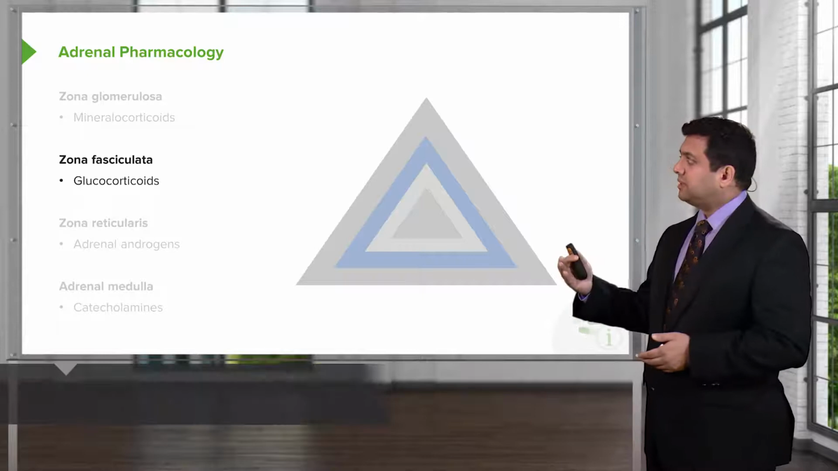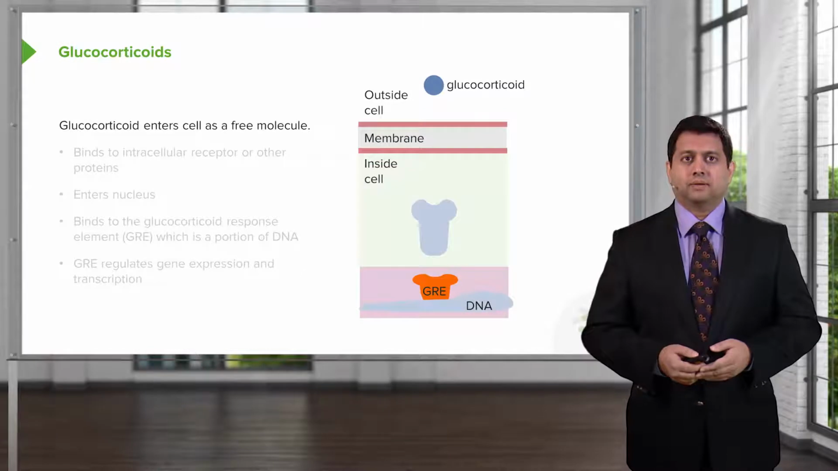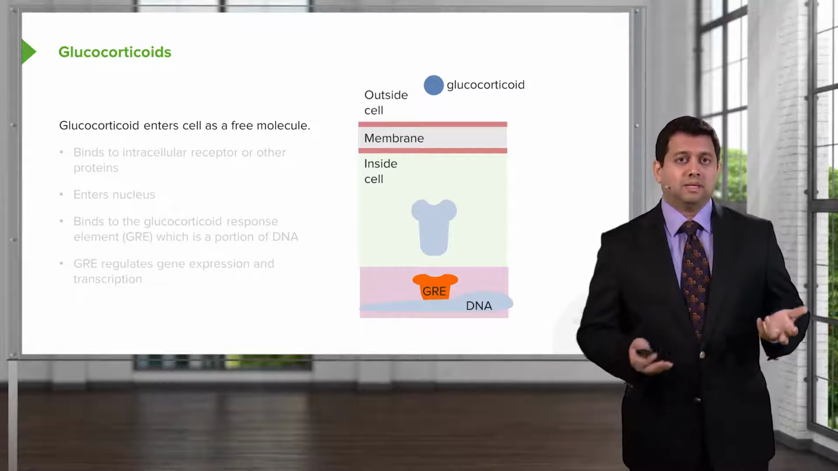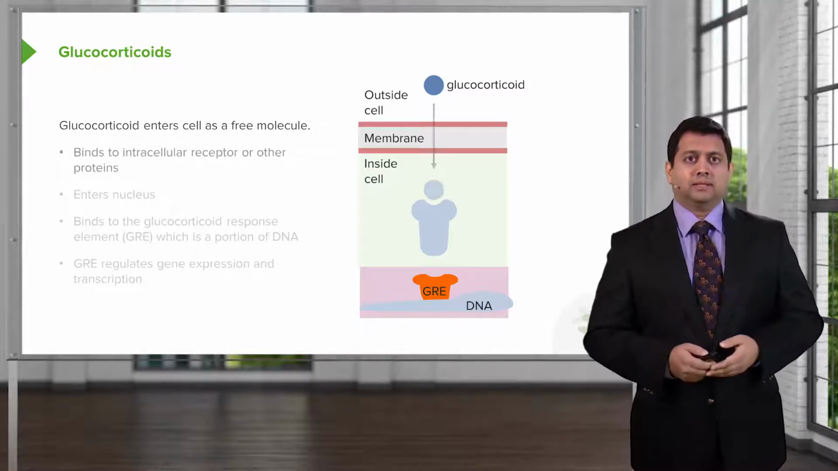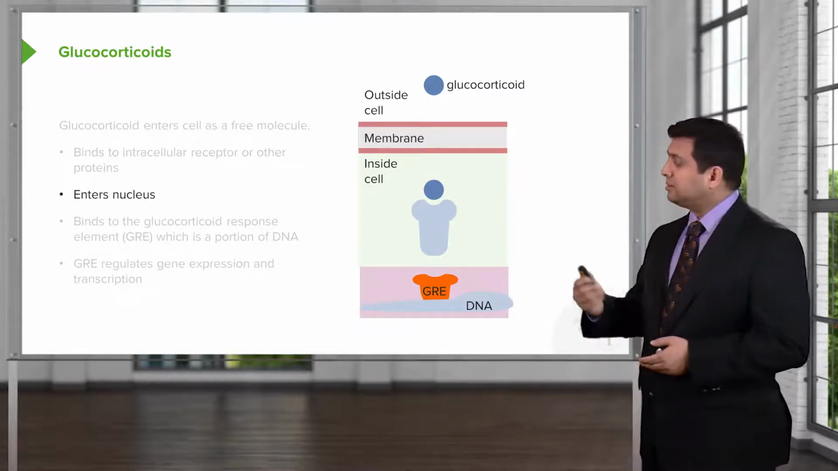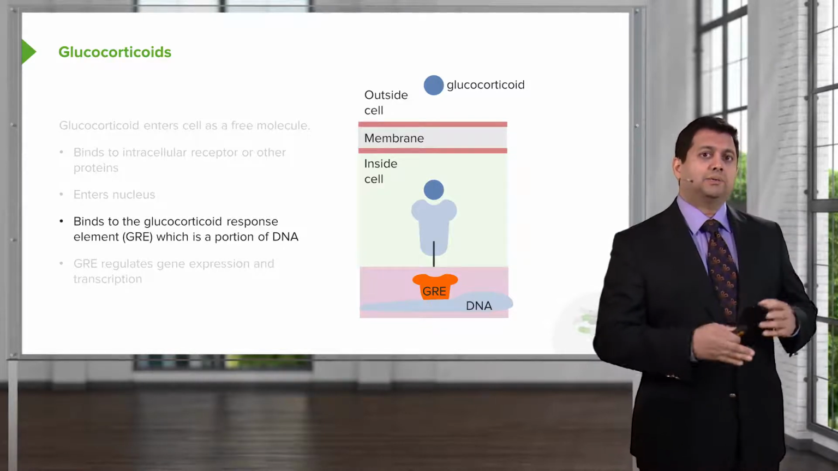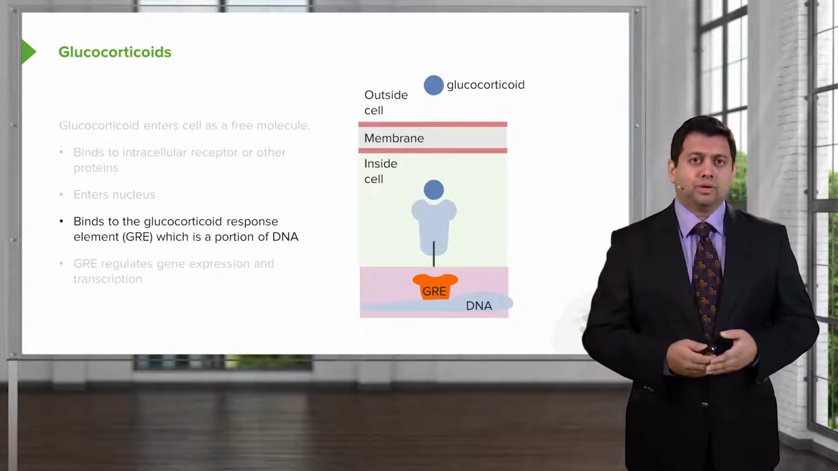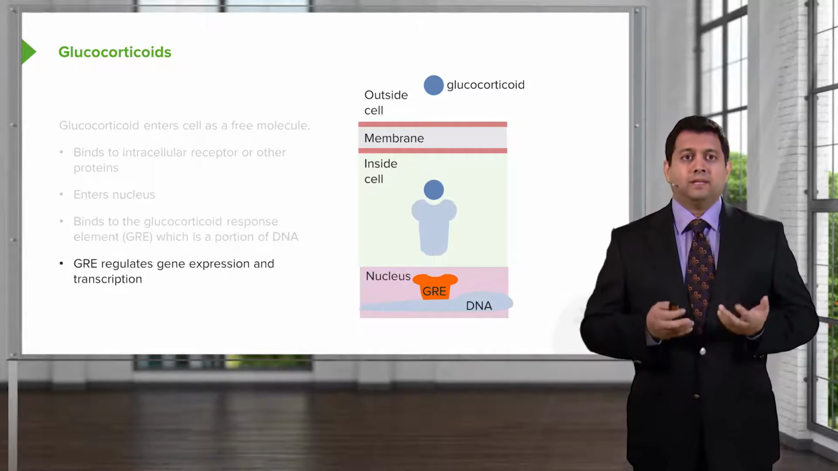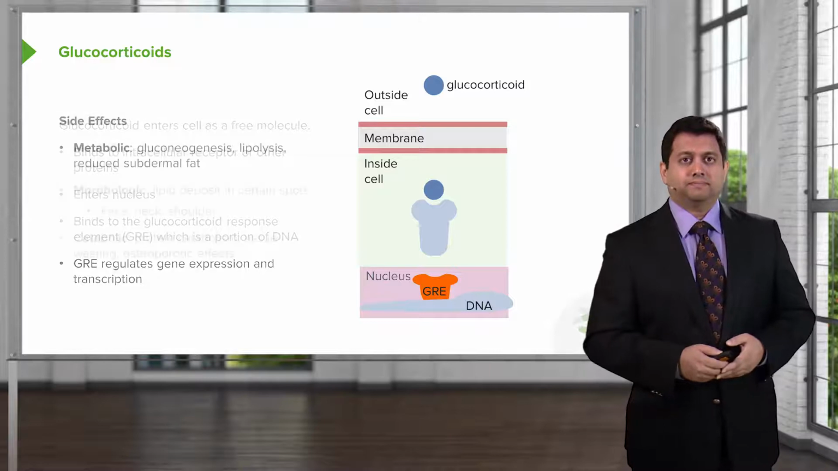Let's move on to the zona fasciculata. This is where glucocorticoid production is occurring. Now, glucocorticoids also enter the cell as a free molecule. It doesn't need to be converted because it's already lipophilic. It binds to the intracellular receptor or other proteins and then enters into the nucleus as a complex. Now, instead of an MRE, it binds to a GRE, or the glucocorticoid response element, which is still also a portion of the DNA. The GRE regulates gene expression and transcription for its various functions.